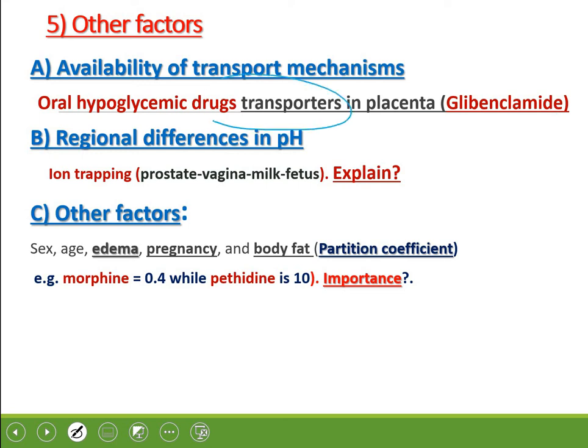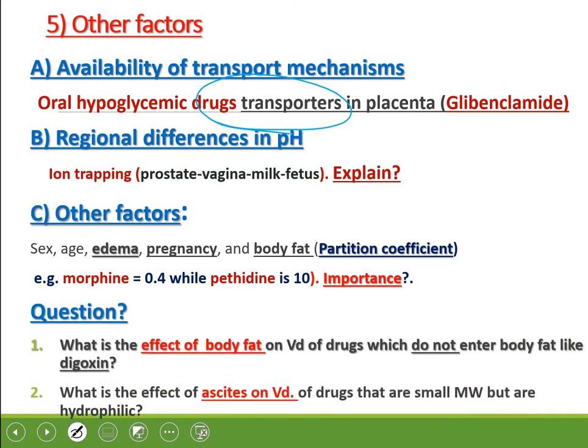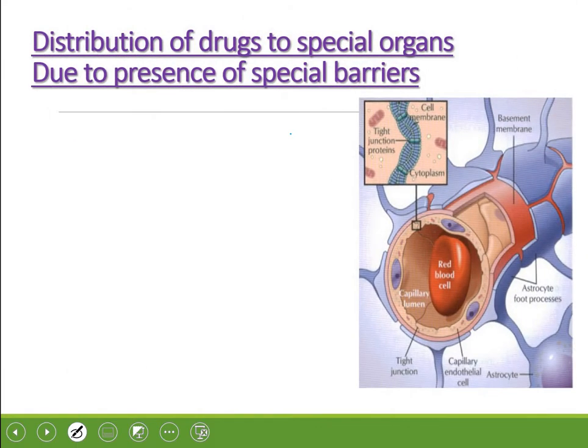Some transporter factors may be there, and that can create problems for you. Other factors, like edema and pregnancy, can also affect the distribution of drugs. And volume of distribution, at least now we have to clear what is volume of distribution. So distribution of drugs to some special organs is affected due to the presence of special barriers.